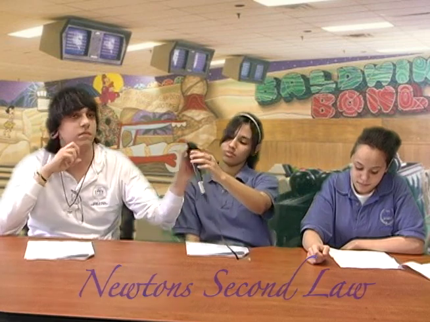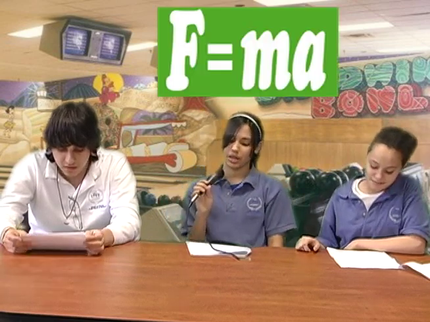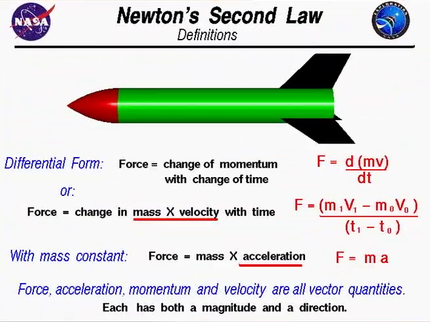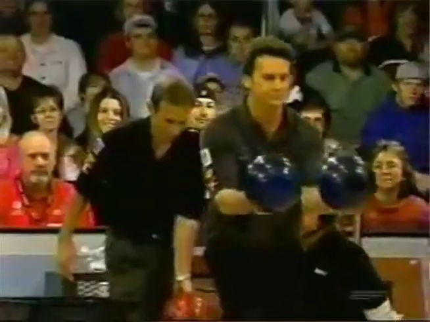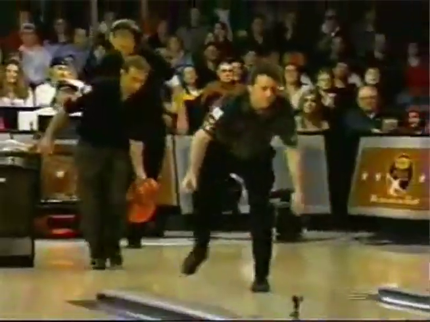You know, now that I think about it, bowling also relates to Newton's second law of motion. Really? How so? Well, Newton's second law of motion is F equals ma. This means that the mass of an object times its acceleration equals its force. So what you're saying is that the force you use to throw the ball depends on the mass, which also increases the acceleration? Yes. Wow, who knew there was so much science involved with bowling? I sure didn't.